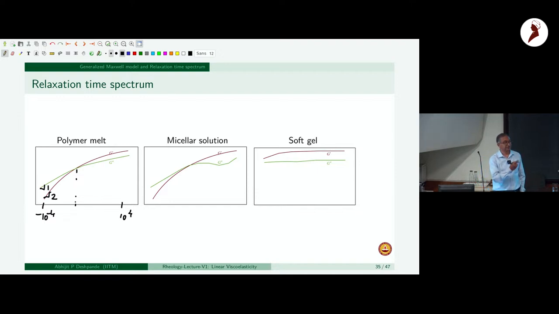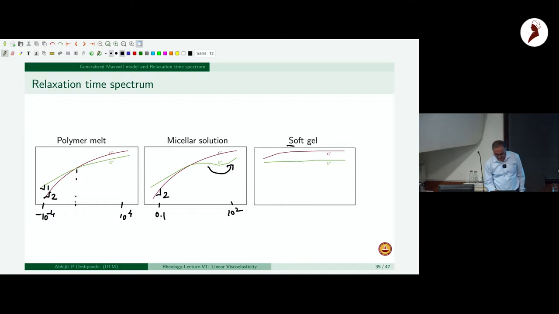On the other hand, we talked about micellar solution yesterday also, which over a somewhat narrow frequency range can go from a viscous to a glassy kind of response. The only additional thing, which is related to the breakage of the micellar systems, is the G double prime minimum, which is not there in the Maxwellian response.